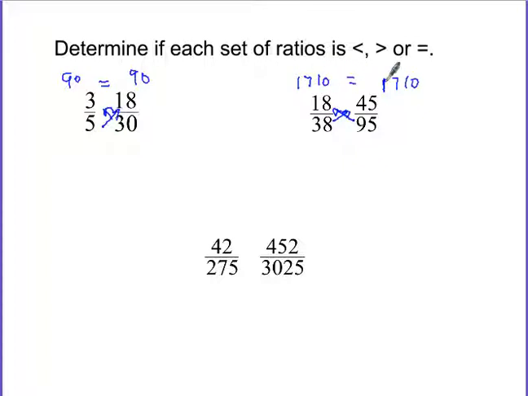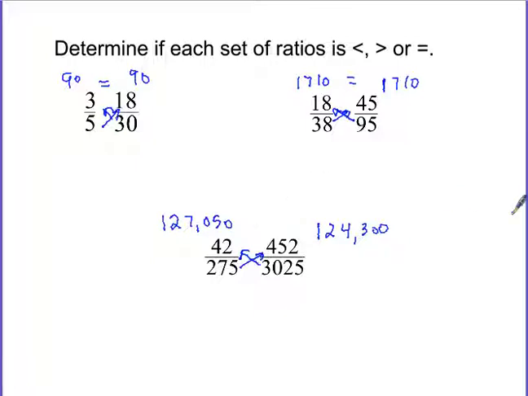They are proportional. How about 275 times 452? 124,300. How about 3,000 times 40.25? 127,050. Okay, so these are not equal because the two numbers that we multiplied for our cross products are not equal.